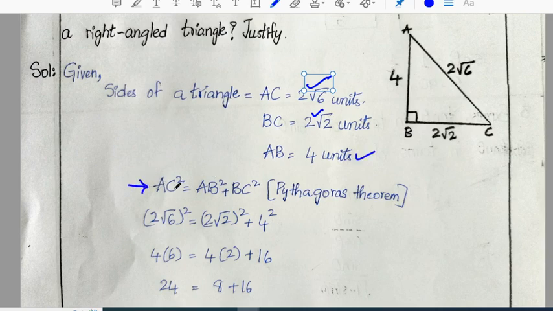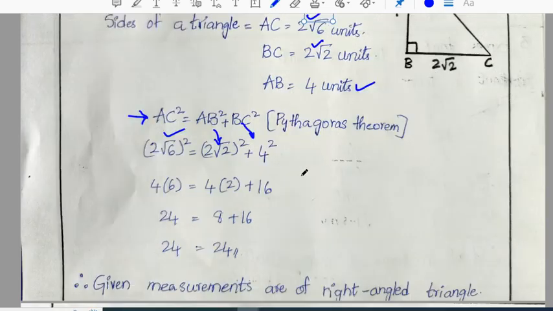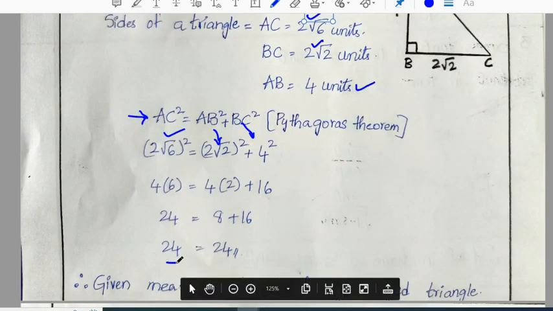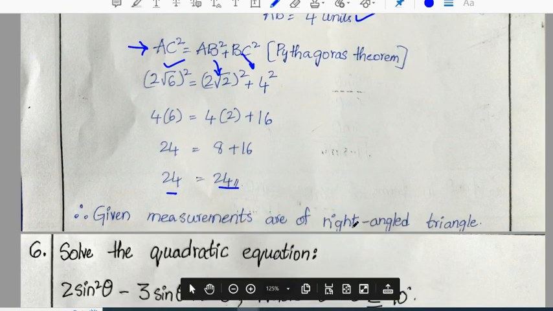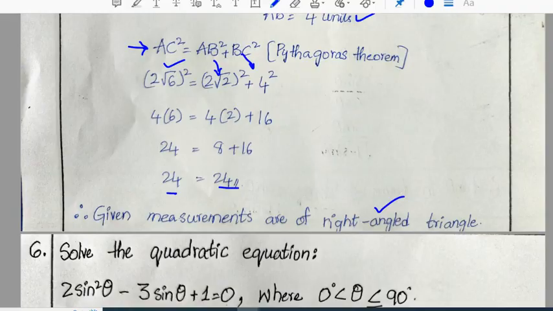As per the Pythagoras theorem, AC square is equal to AB square plus BC square. AC is 2 root 6 whole square is equal to AB is 2 root 2 whole square plus BC is 4 square. On calculation, we will get left hand side and right hand side answers as 24. So we can conclude that given measurements are of a right angle triangle.